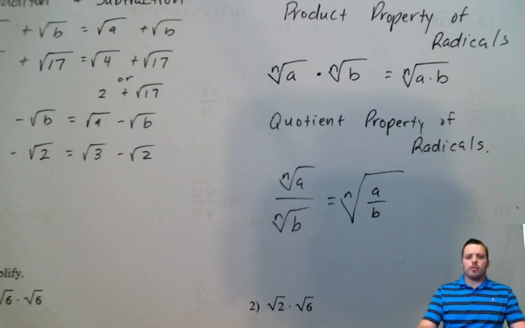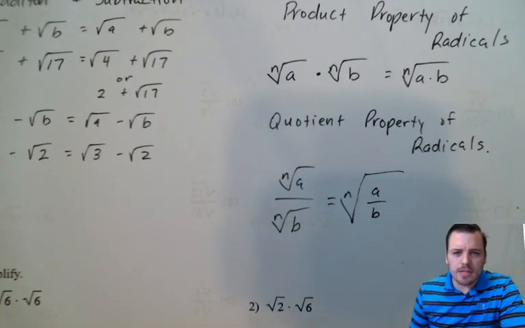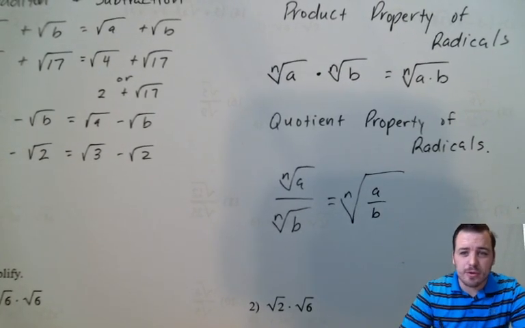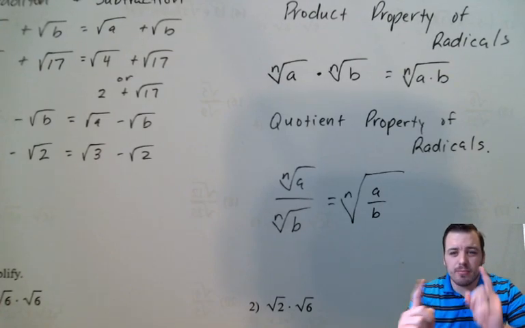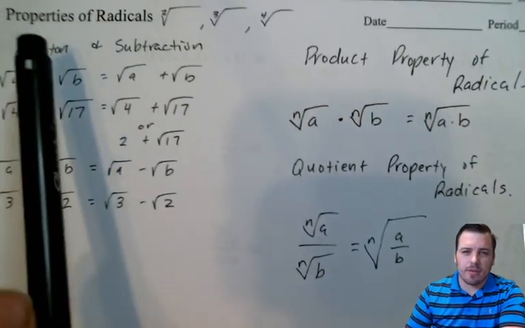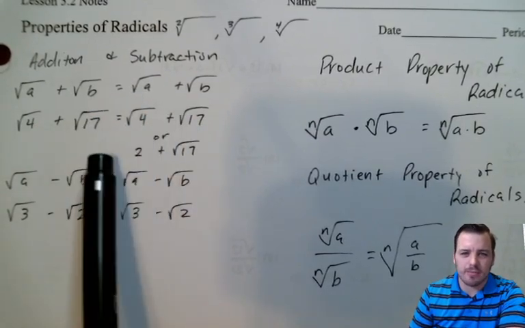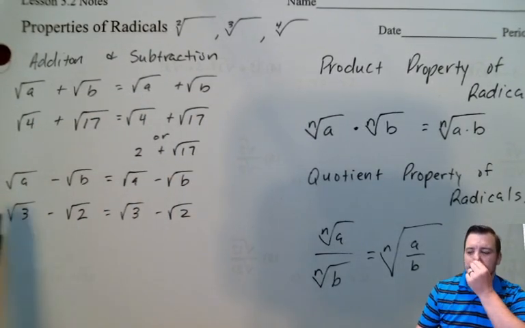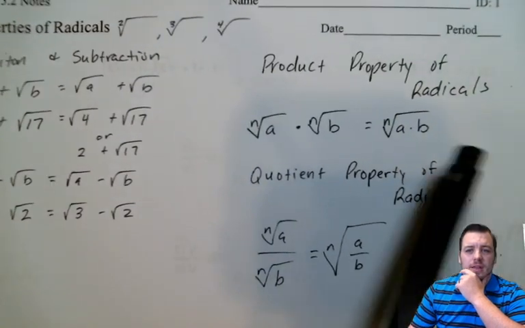Okay, so let's jump, and that's your basic rules you need to know. When you have two radicals, like I said, over here with addition and subtraction, you can't do anything with them. Can't simplify them, can't make them do anything. But with over here, there is something you can do.